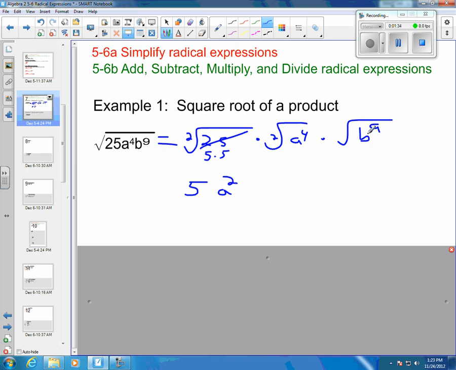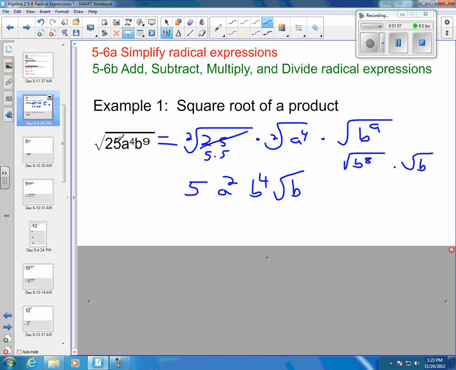And this one becomes a little bit more complicated, so I'm going to break it out into b to the 8th times the square root of b. Now 8 has groups of 2. There would be 4 groups of 2, so this would be b to the 4th. And then this does not have a group of 2, so this would just be the square root of b. And this would be your final answer.